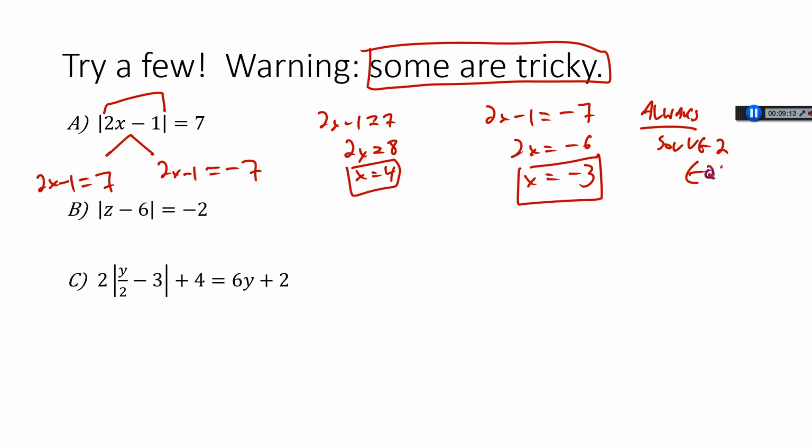Two equations. Okay? Don't try to take a shortcut, because it'll just open you up to make mistakes. So always split it into two equations and then solve them separately. So isolate the absolutes, split it into two equations, solve them separately. That's all you have to do.